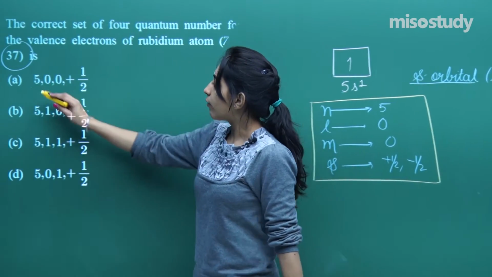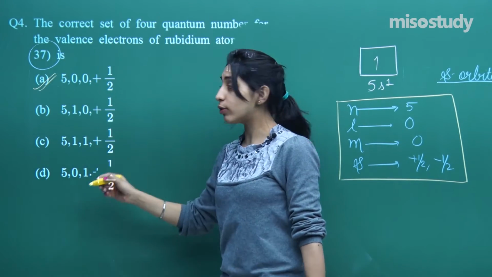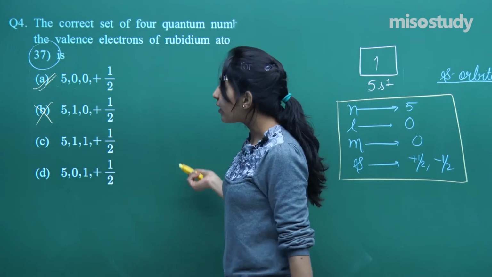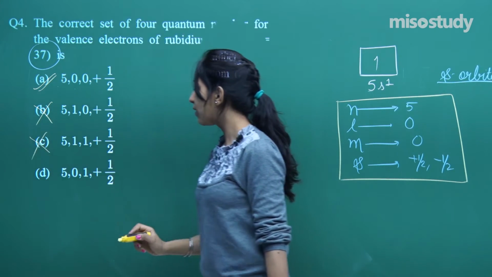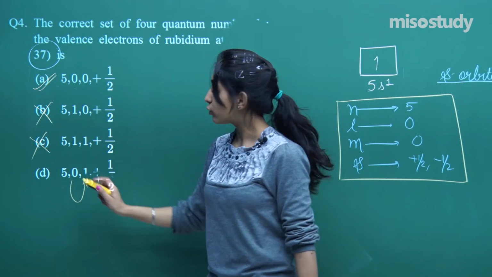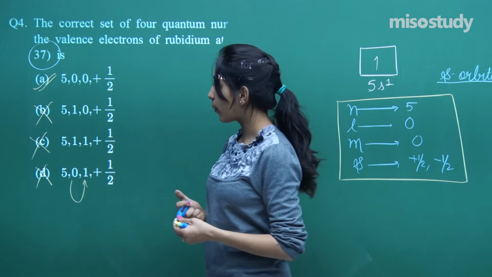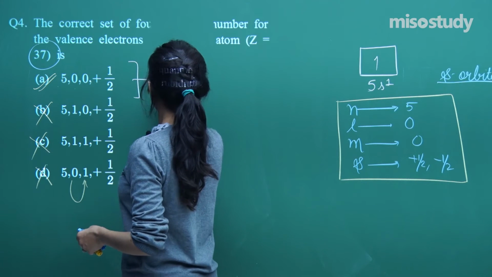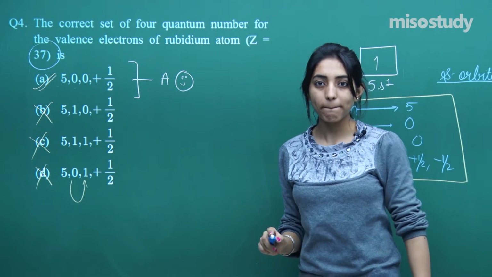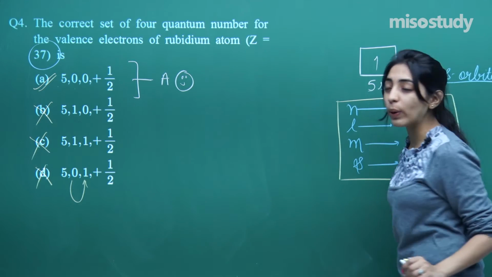Let's see. 5 0 0 plus half may be correct. 5 1 0 plus half, not at all correct because L is 0, that is for sure. 5 1 1 plus half, again not at all correct. 5 0 1 plus half. Guys, when L is 0, M is supposed to be 0, so even this can't be the option. The only correct option for this particular question will be option number A.